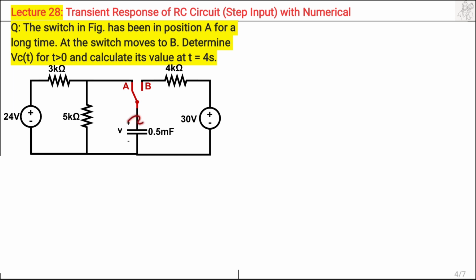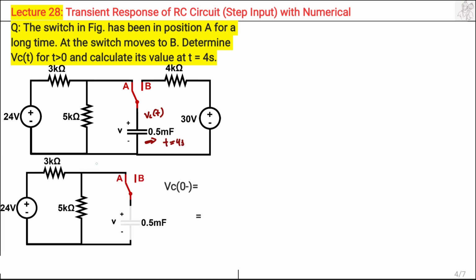In this numerical, the switch S is at point A for a very long time, and at time t equal to 0, it is shifted from A to B. Our task is to find out the capacitor voltage equation at time t, and also find out the value of this voltage across the capacitor at time t equal to 4 seconds.